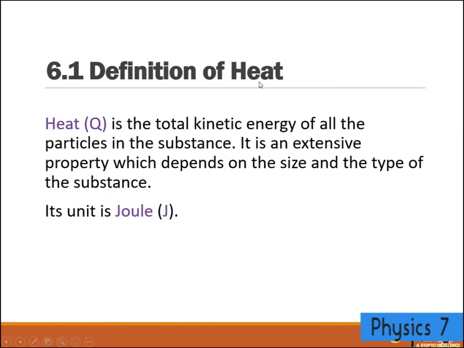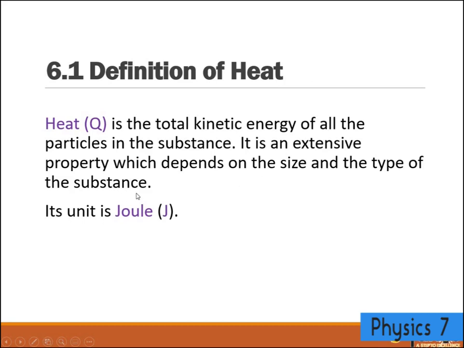Now, in terms of a definition of heat, heat is the total energy of molecular motion in a substance. So it's the total amount of energy of all of the motion which is going on inside of a substance. And heat depends on the size and also the type of the material or substance. So we can say that heat is an extensive property because, unlike temperature, heat does depend on the nature and the magnitude, the size of the substance.